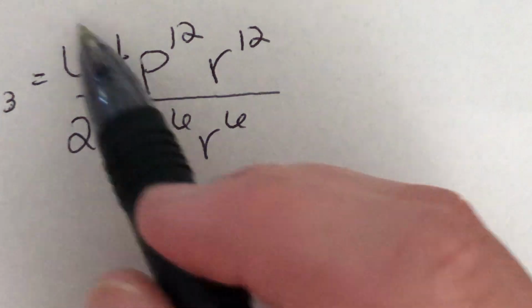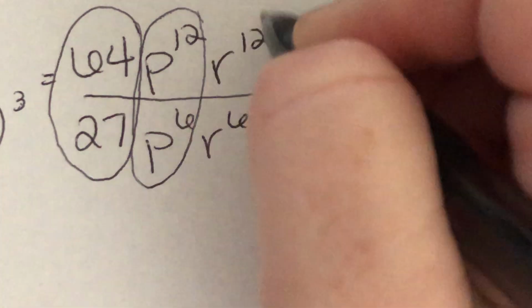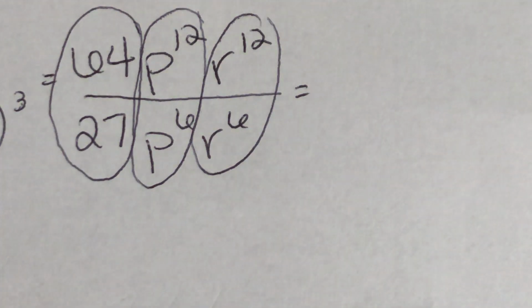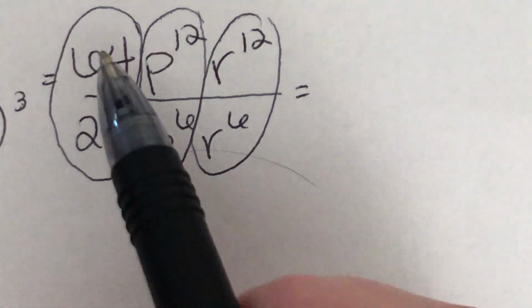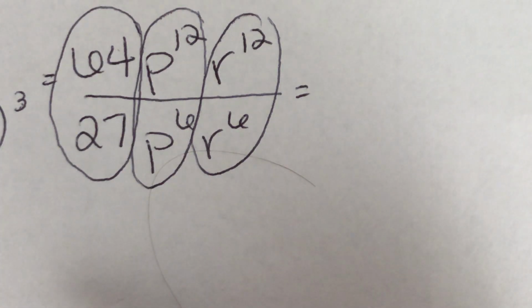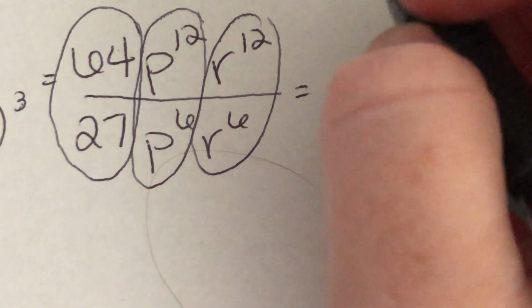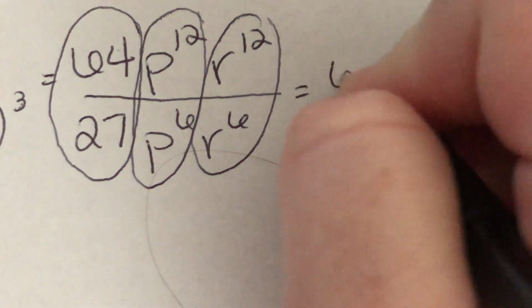Now I'm going to line up all of my like terms. So I'm going to line up the plain numbers, the p's, and the r's. I'm going to think of them as 3 separate things that I'm multiplying together. All right, 64 divided by 27. Can I divide by 3? Can I divide by 2? Can I divide by 9? Not really. I think it's going to stay 64 over 27.